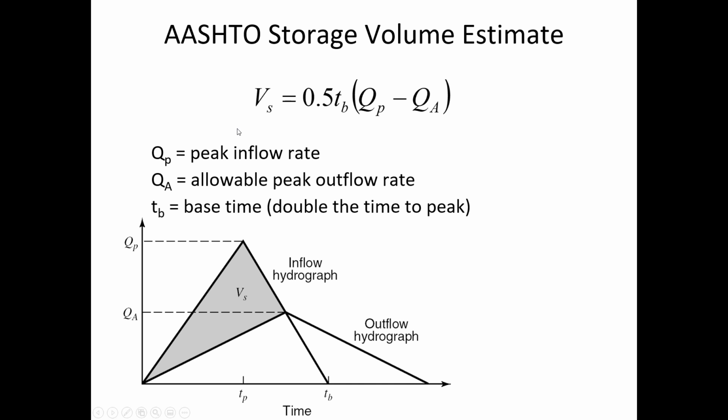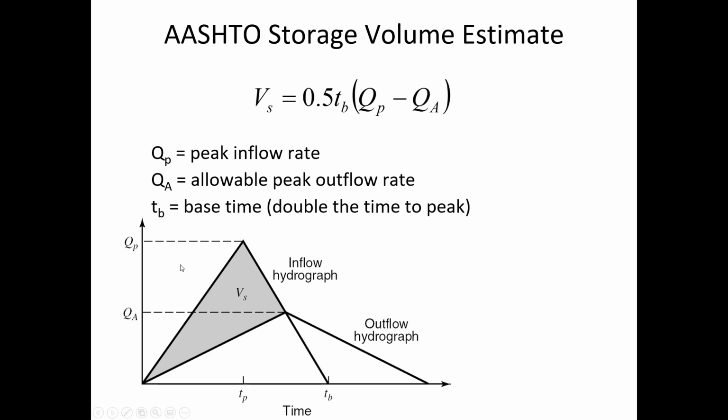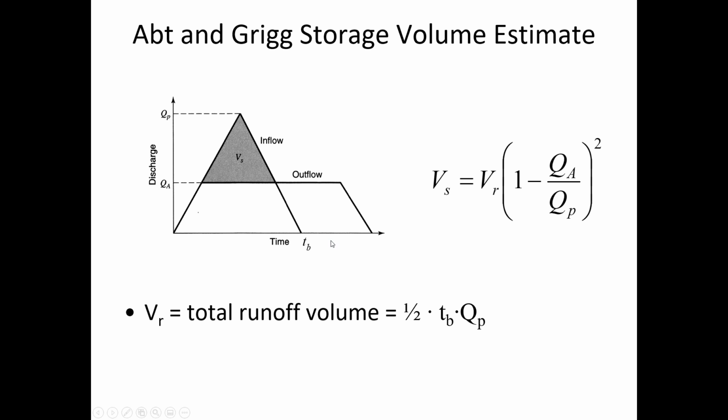And we're going to, in just a moment, after I show you the other approach, compare the two and get some practice using them. So the Abt and Grigg estimate is a little bit more sophisticated than the AASHTO approach because you know how a pond operates. A pond fills up, it releases water, and then it stops. The pond won't have a triangular outflow hydrograph. And the Abt and Grigg approach just says, well, let's assume that the pond is filling, it's releasing water at a constant rate, which is not accurate.